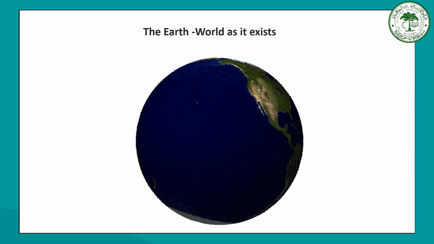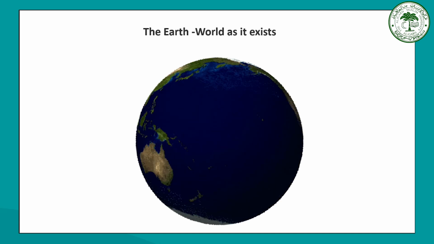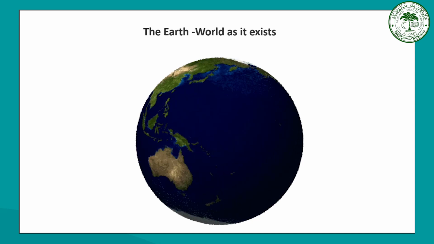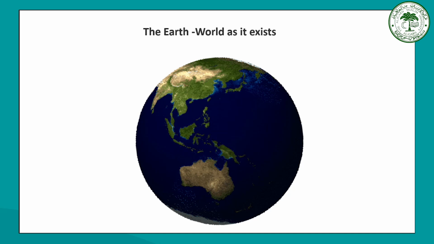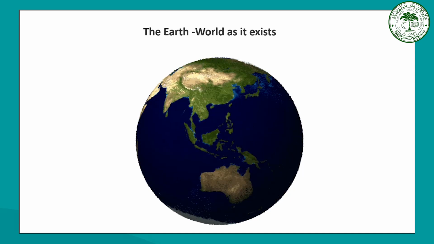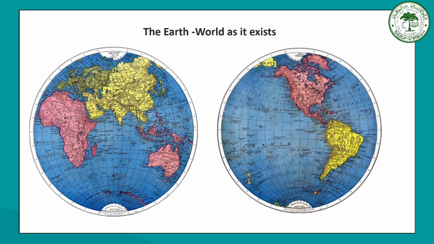All in all, this is how the earth or world exists, and we need to depict this spherical earth onto a two-dimensional flat plane. Here, projection, direction, orientation, and scale are integral to presenting the spherical earth over the two-dimensional flat plane in the form of maps.